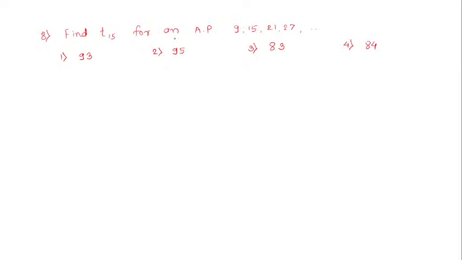Let's have another question from the same topic. Find T15 for an AP 9, 15, 21, 27 and so on. The four alternatives are 93, 95, 83 and 84. To find T15, that means we have to find the 15th term for this given AP. We should use the formula Tn equals A plus (n minus 1) into D. Now here we must have A, n and D to find T15.